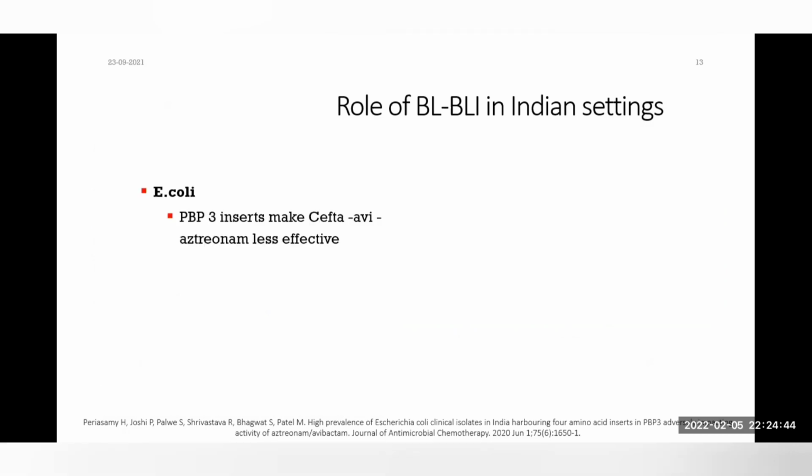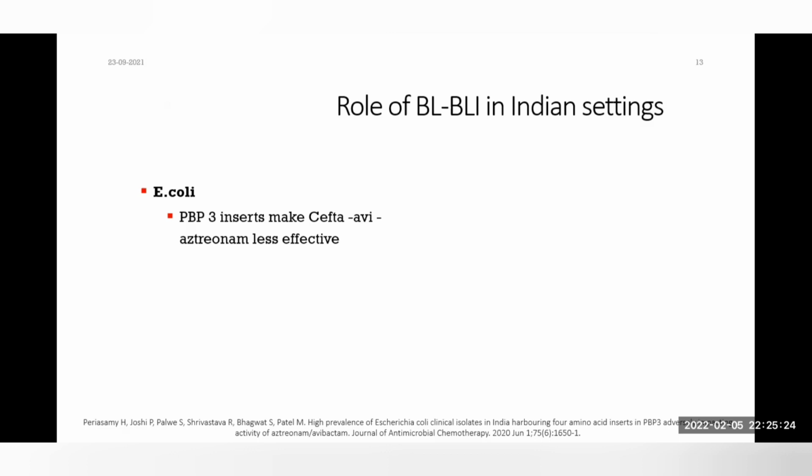So what is the role of BLBLI in E. coli? Whenever you are looking at a treatment option, you will have to understand the local epidemiology of the resistance pattern. In Indian settings, your most common carbapenemase is NDM, and that is a metallo-beta-lactamase. So you will have to think about that whenever you encounter carbapenem resistance, and you should always ask your lab to perform detection for MBL at least.